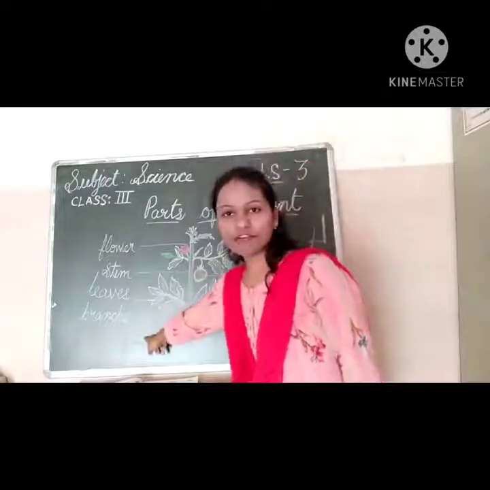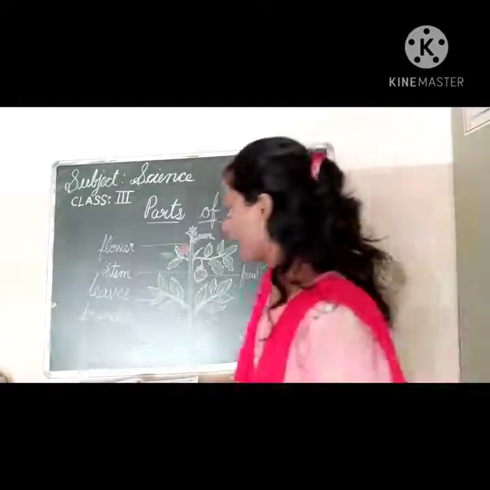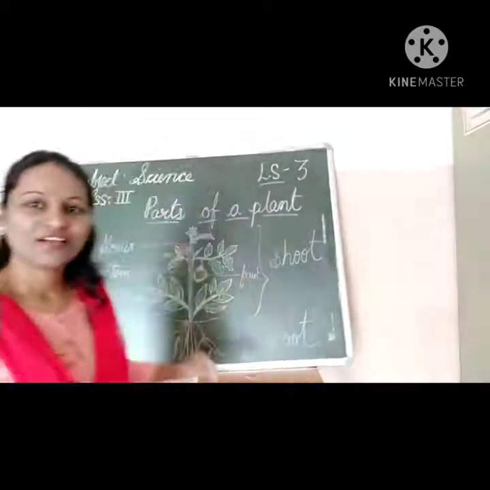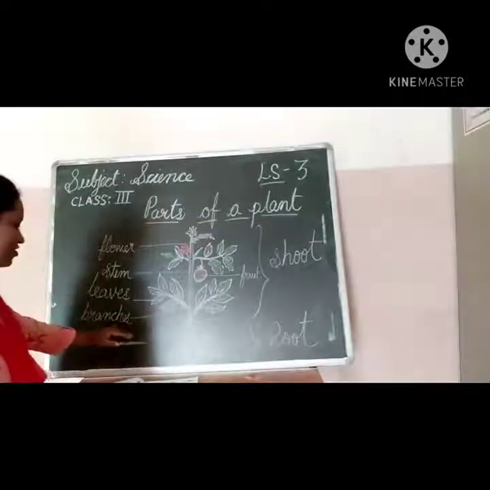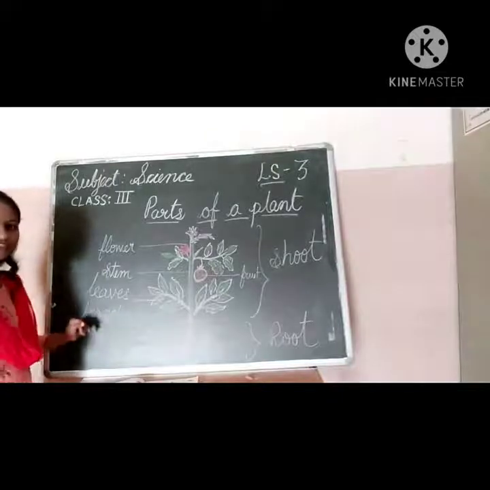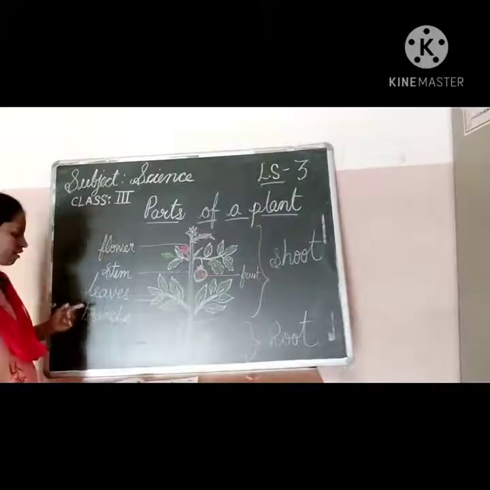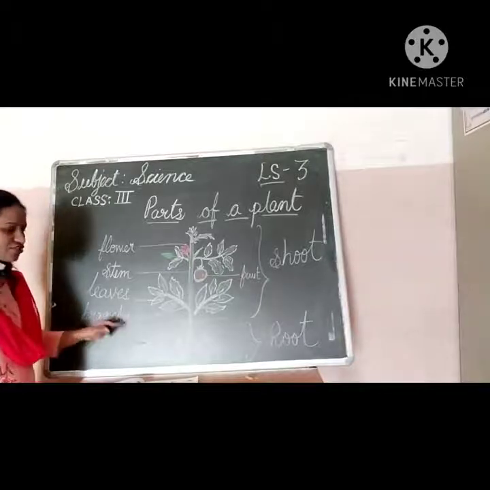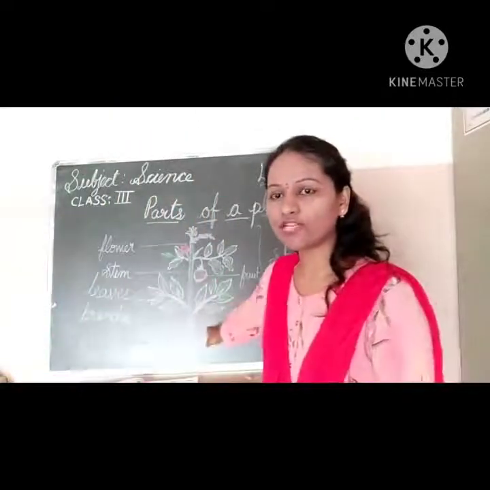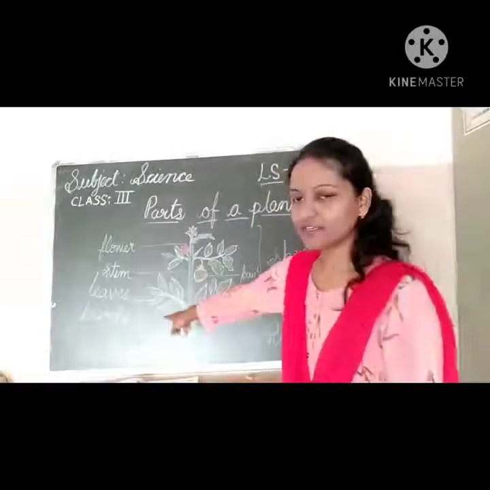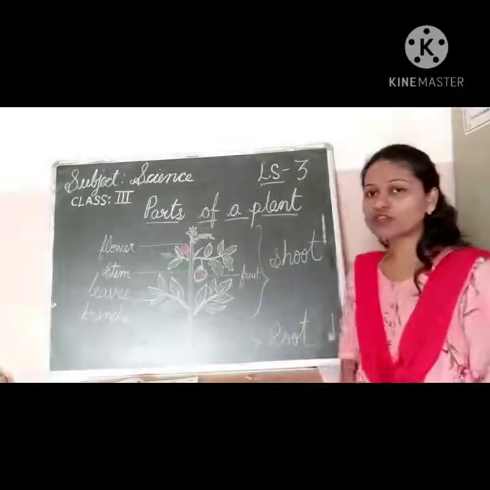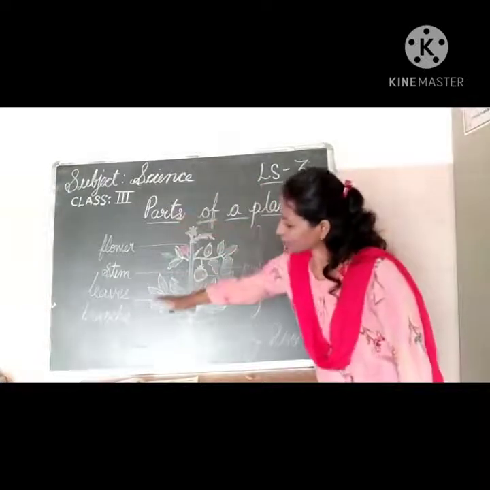What is the spelling of branches, children? B-R-A-N-C-H-E-S, branches. Again I am repeating it. B-R-A-N-C-H-E-S, branches. Okay children. B-R-A-N-C-H-E-S, branches.